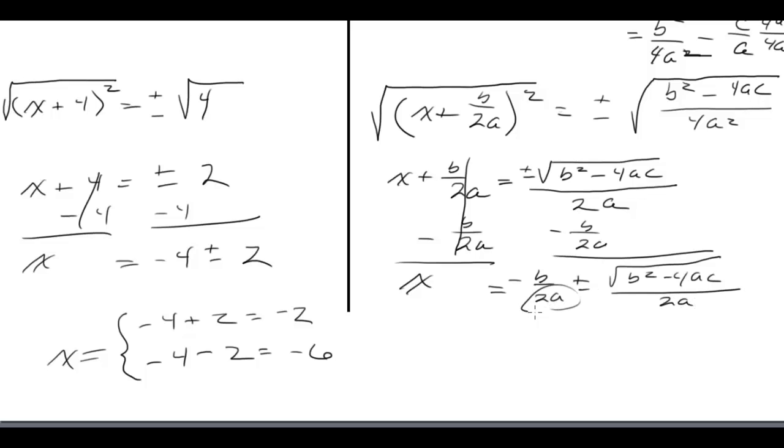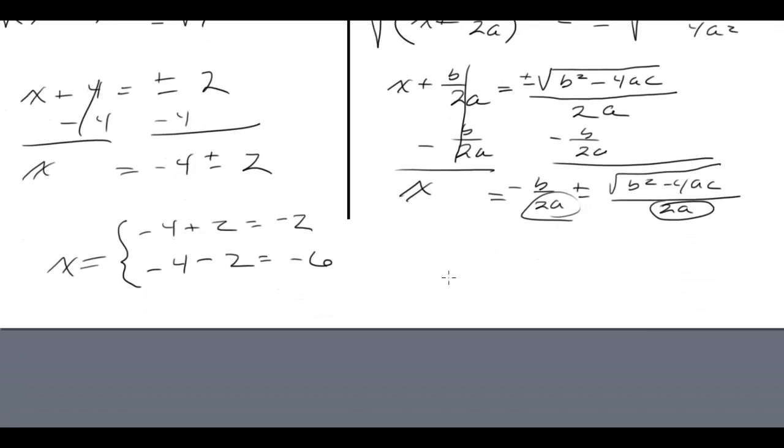Well, you notice I have the same denominators. So let me combine the terms. And I get x equals minus b plus or minus the square root of b squared minus 4ac, all over the common denominator of 2a. And that, ladies and gentlemen, boys and girls, is the quadratic formula.